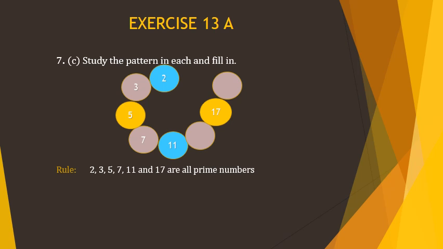See, after 2 you get 3 as the prime number. The next prime number after 3 is 5, and the next prime number after 5 is 7, and the next prime number after 7 is 11. So the prime number after 11 is 13, and after 13 the next prime number is 17. So the prime number after 17 is 19. And children, you know what prime numbers are? Prime numbers are the numbers that have only two factors, 1 and the number itself. Clear?